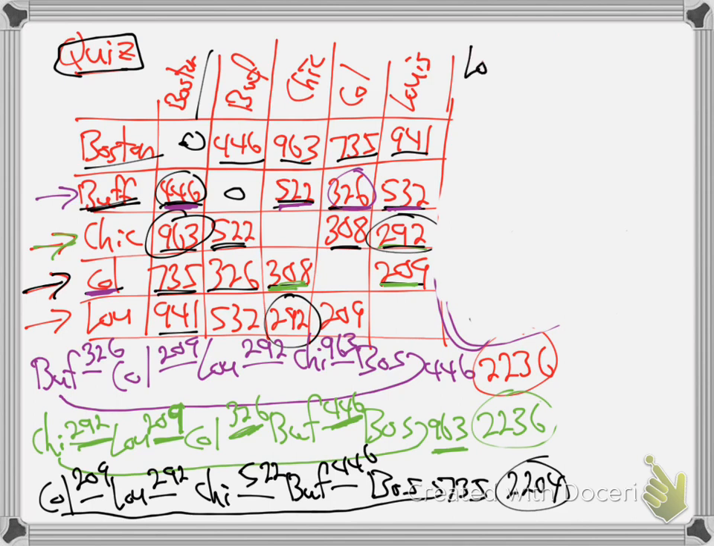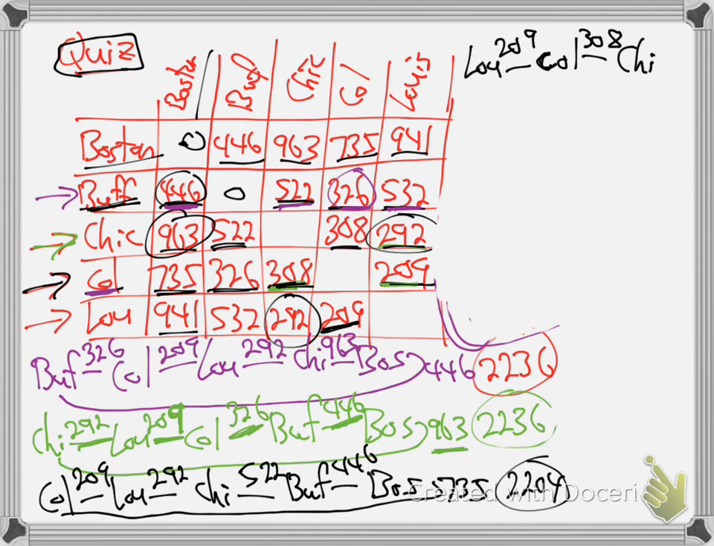I don't know. So start at Louisville. What's the closest one to Louisville? Right here, 209. I'm just looking across the Louisville row, just saying how far, 209. That's to Columbus. 209 from Louisville to Columbus. And then from Columbus, what's the closest? Well, 209, but we can't go back to Louisville. So 308. 308 to Chicago.